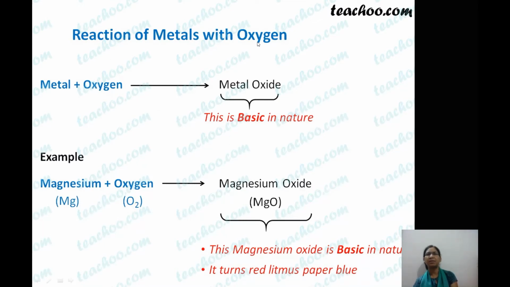Reaction of metals with oxygen. Any metal reacts with oxygen to form metal oxide and it is basic in nature. Let us take the example of magnesium. Symbol is Mg, which reacts with oxygen, that is O2. It forms magnesium oxide, MgO. This magnesium oxide is basic in nature and it turns red litmus paper blue.